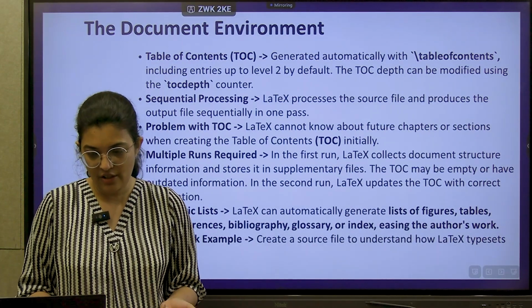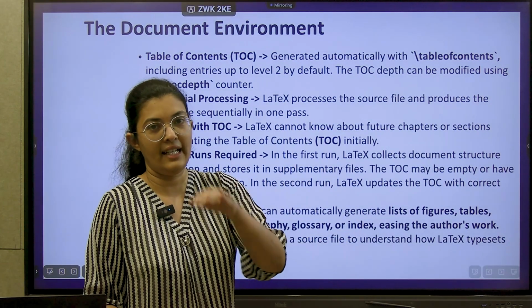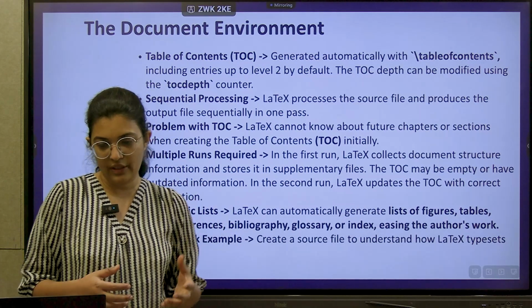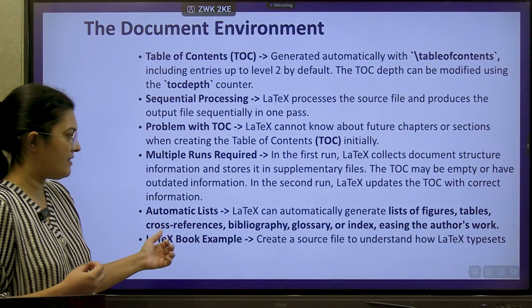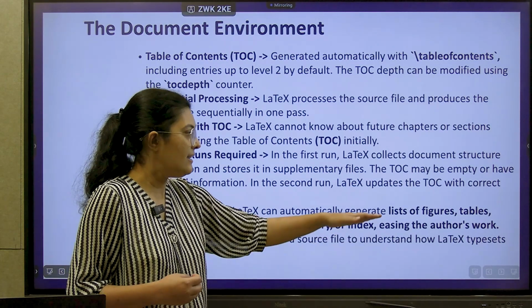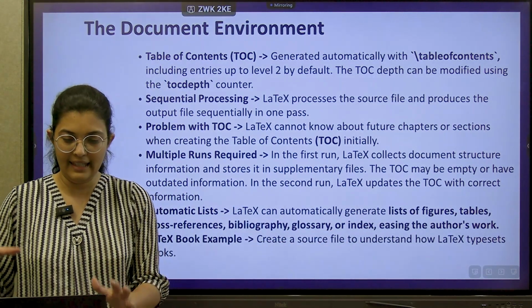Automatic lists we can generate, right? So list of figures, that means if in a chapter you have 10 figures, then 1.1 this figure, 1.2 that figure, that is the list of figures, list of tables, cross references, bibliography, glossary of the book, index pages, right? That will basically ease the author's work while formatting any document.